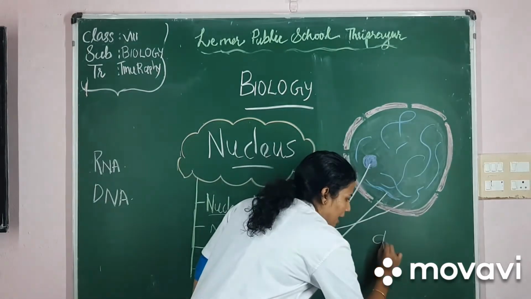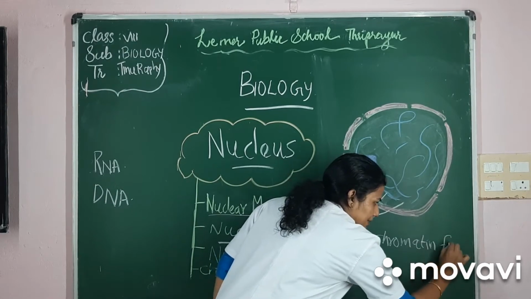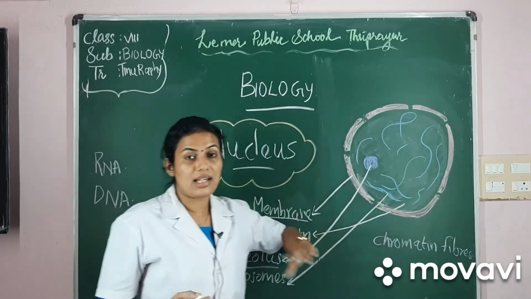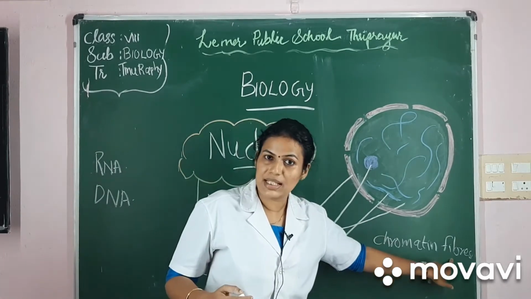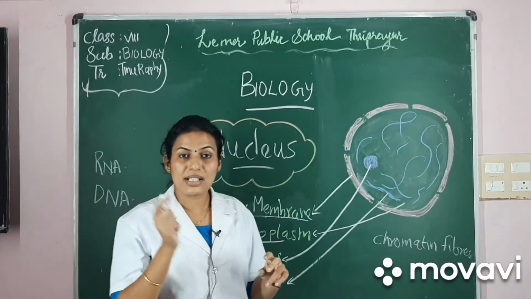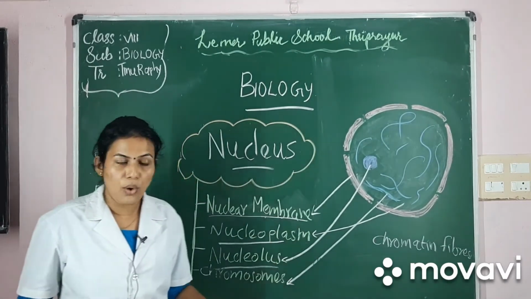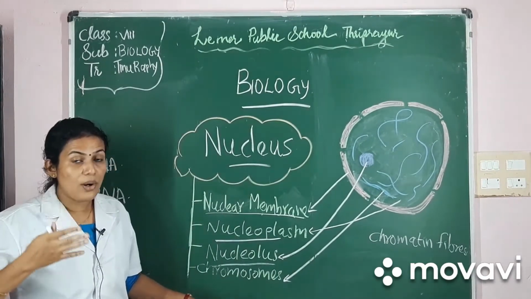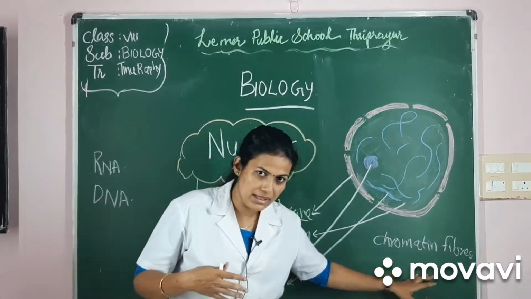The thread-like structures that are suspended inside the nucleoplasm are called chromatin fibers. And when a cell divides, these chromatin fibers condense to form chromosomes. When we observe a dividing cell using the microscope, you can see chromosomes, whereas when we observe a non-dividing cell under the microscope, we can see chromatin fibers.